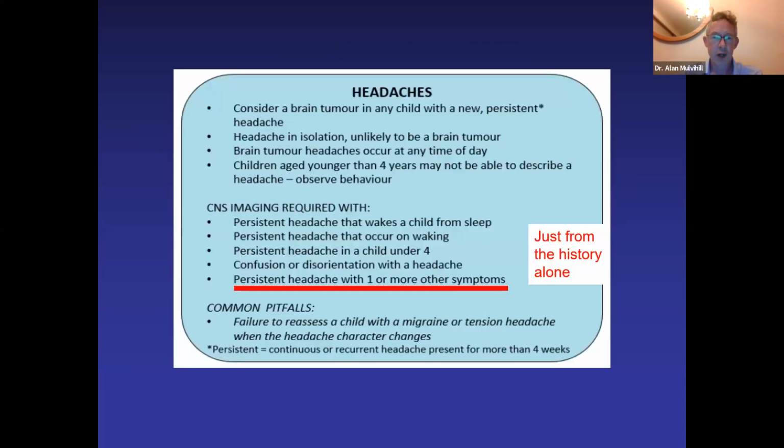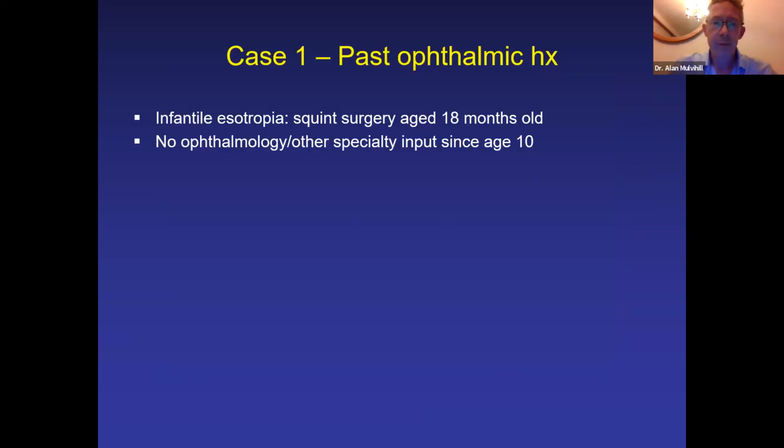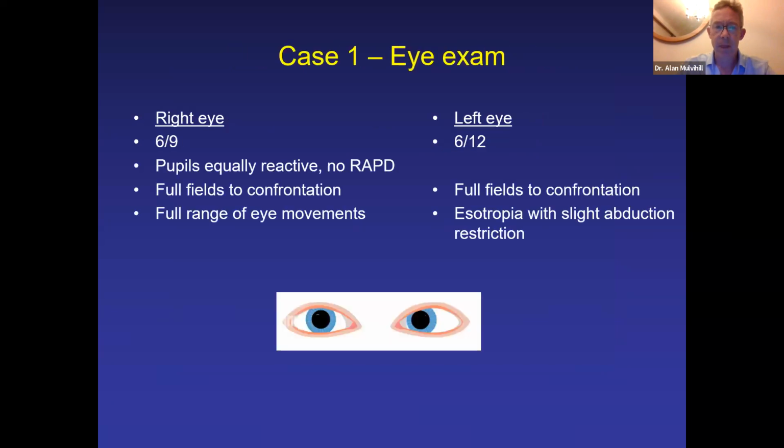So I showed you this chart before about when you might consider neuroimaging in a child or adult for that matter, someone with a persistent headache and 1 or more symptoms. So this girl had persistent headache for 2 months. She did have 1 or more symptoms. She had an increase in her squint. She had visual obscurations or symptomatic changes in her vision, and she had tinnitus. She'd had squint surgery at age 18 months, but had no ophthalmology input for many years.